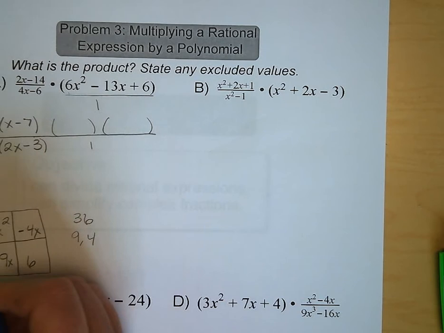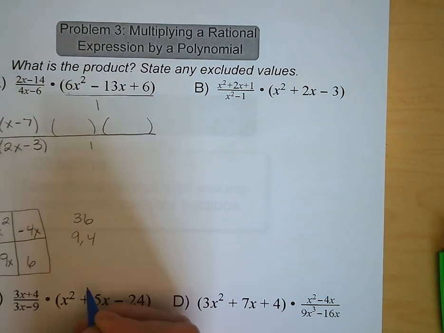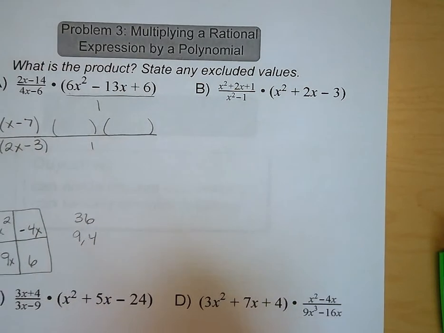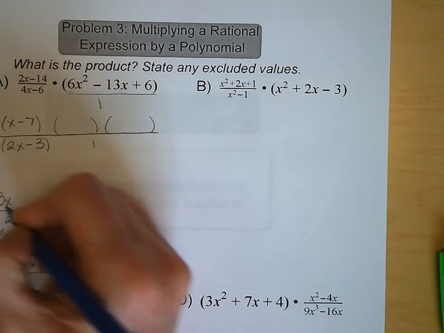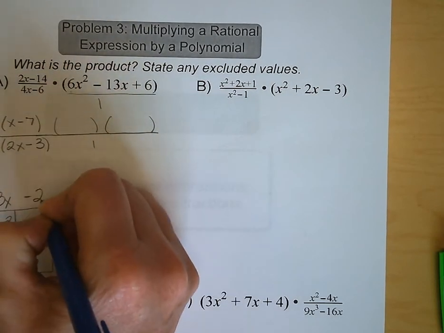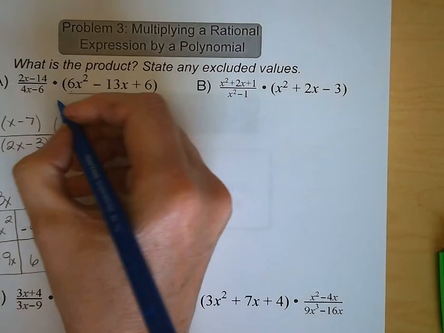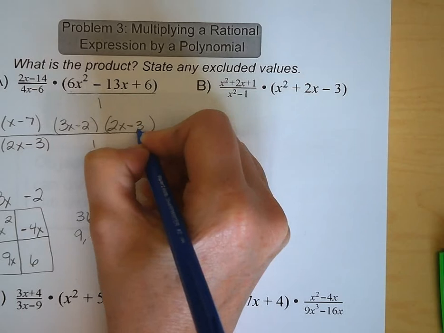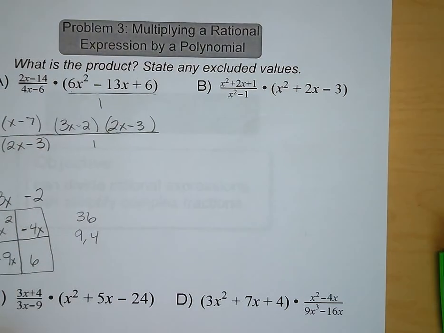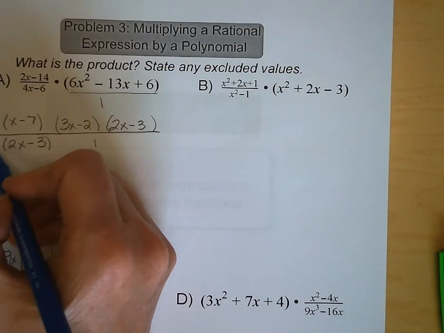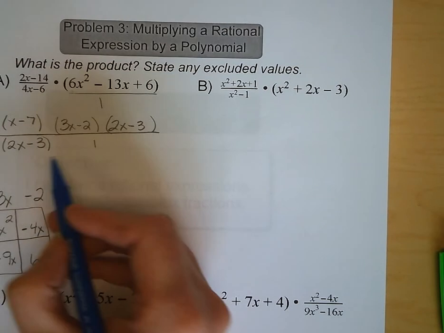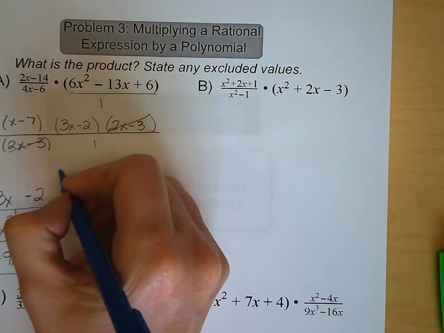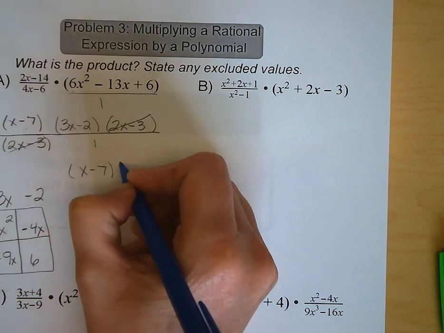Okay, now we're going to look for our common factors. We can take out a -3 from our bottom row. We can take out a 2x from our top row. We can take out a 3x from our top left column and a -2 from our right column. So our two terms are 3x minus 2 and 2x minus 3. So now let's look and see what we can cancel out. Our 2's cancel. Our 2x minus 3's cancel. And we are left with x minus 7 times the quantity 3x minus 2.